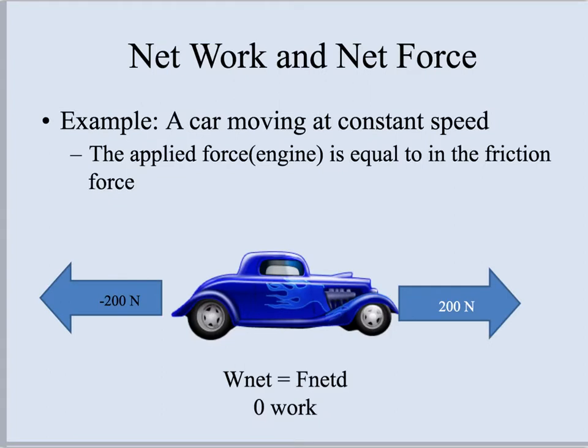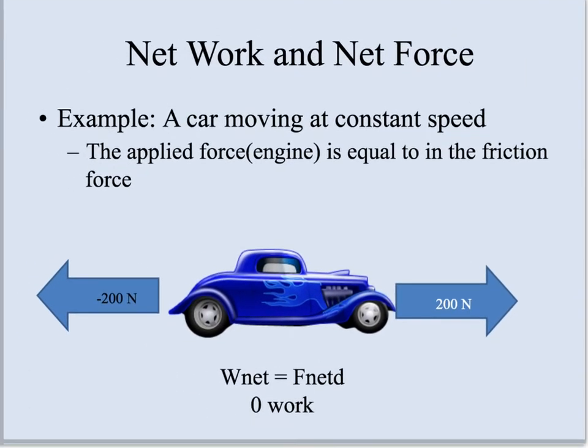So here we have a car that is moving along at a constant speed. And of course, constant speed should mean to you that we have 0 net force. And if we have 0 net force, we have 0 net work. We know the engine is doing 200 newtons of work to the right. We know friction is doing negative 200 newtons of work to the left. Therefore, there is work being done.